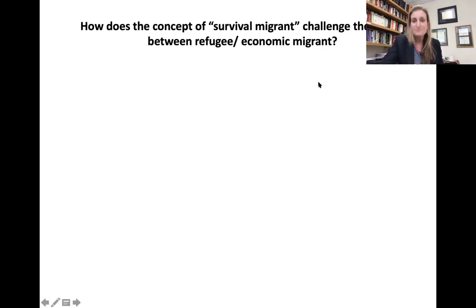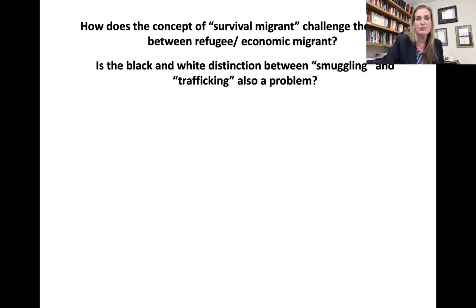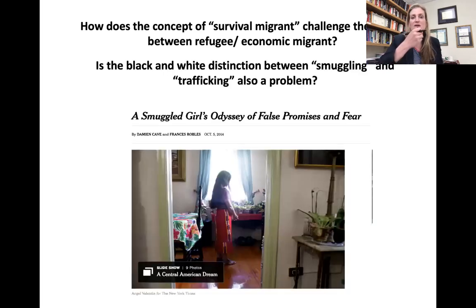And then I also want you to think about how Cecilia's own story exemplifies or challenges the binary between refugee and economic migrant, okay? Is there anybody out there who is willing to talk to me a little bit about the critique of the refugee system in the sense that it creates this binary between refugees and economic migrants? What do I mean by that?